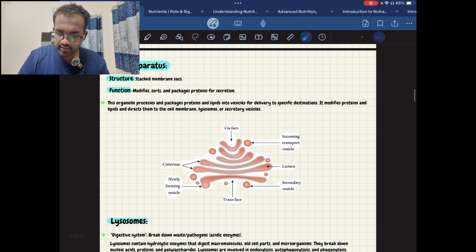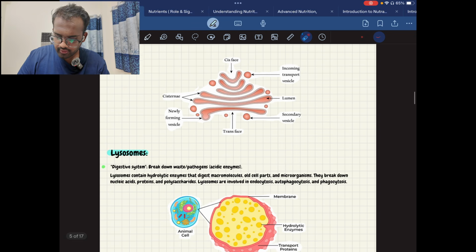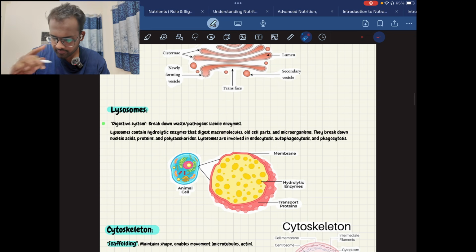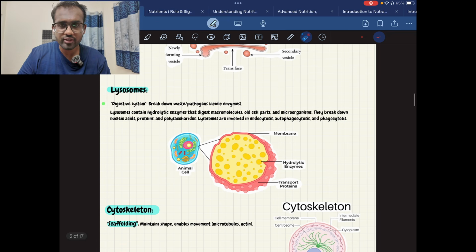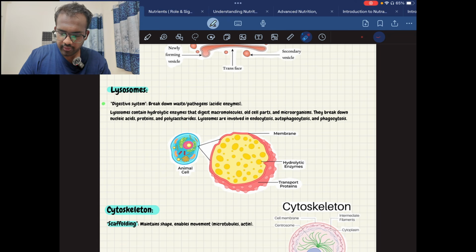And Golgi apparatus, its main function is to package the protein for secretion. So you go through it once. It will be very easy to understand. So lysosomes, as I told you, you can call it a dumping site, or it acts in a digestive function, breaks down the waste, pathogens and acidic enzymes in that. And lysosomes contain hydrolytic enzymes that digest macromolecules, old cell parts, and microorganisms.